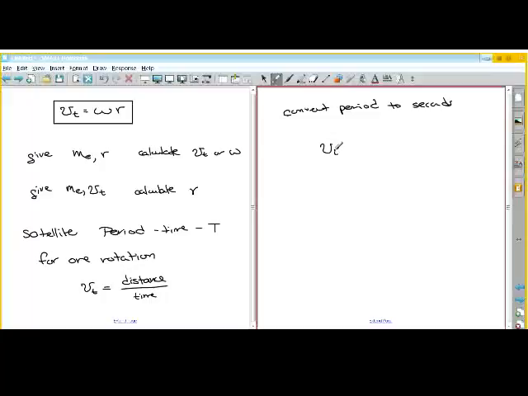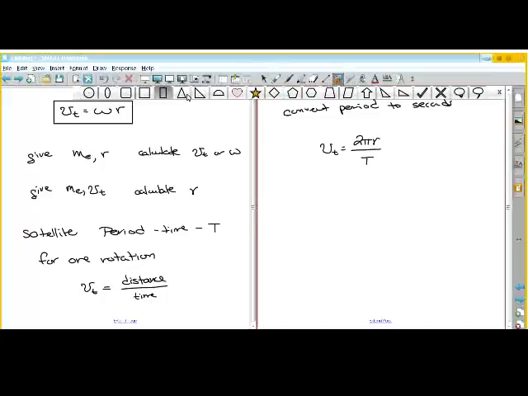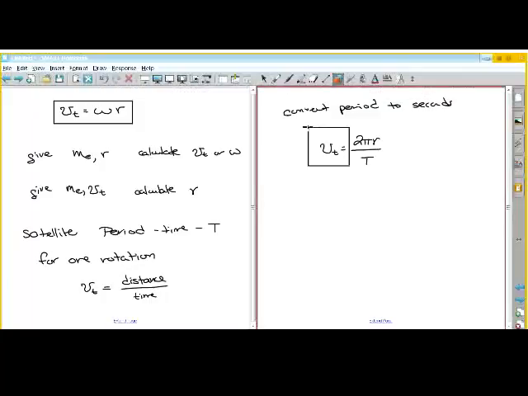Okay, so the distance is going to be 2 pi times r, the radius. That's the radius from the centers of the two things, divided by the time, which is the period. So that's kind of the third thing you need to know. So with three of those things, you should be able to solve any problem that I give you.